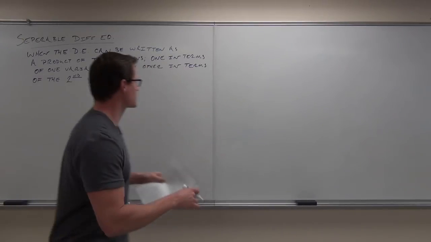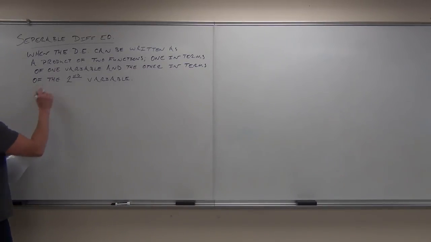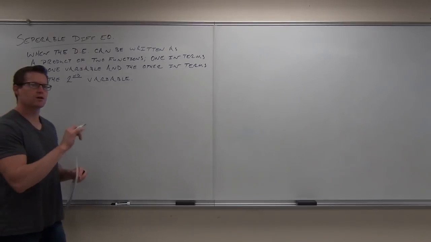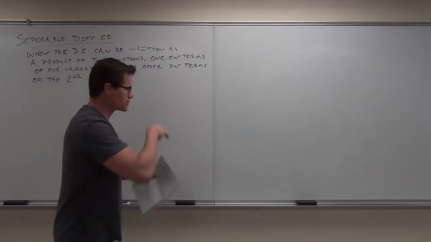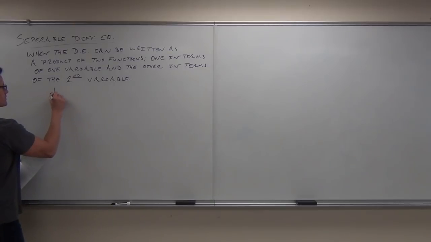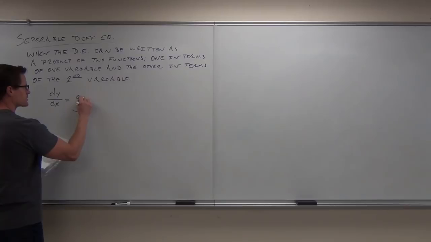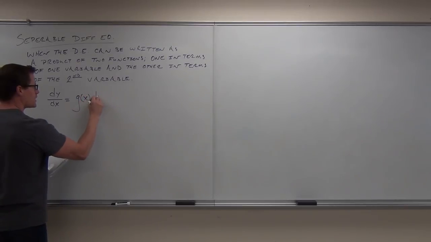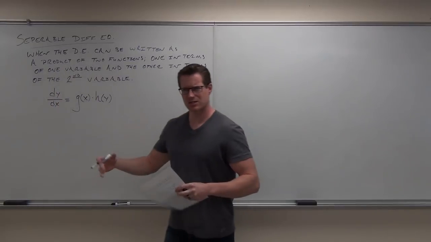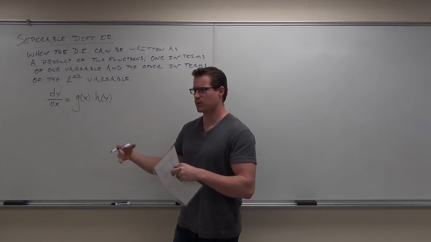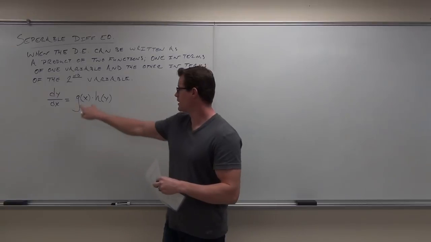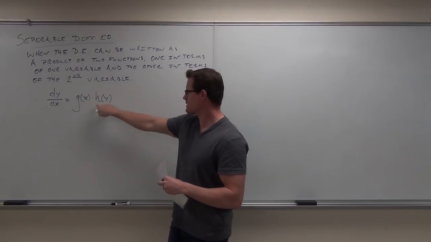Let me give you specifically what we're talking about. If we have a separable differential equation, one of these two cases will be true. Either we can write it as dy/dx, our first derivative, is a function of x times a function of y. Here's what we mean by separable. Do you guys see what we're talking about? These two functions, one's in terms of x, one's in terms of y. Here we have a function of x times a function of y.